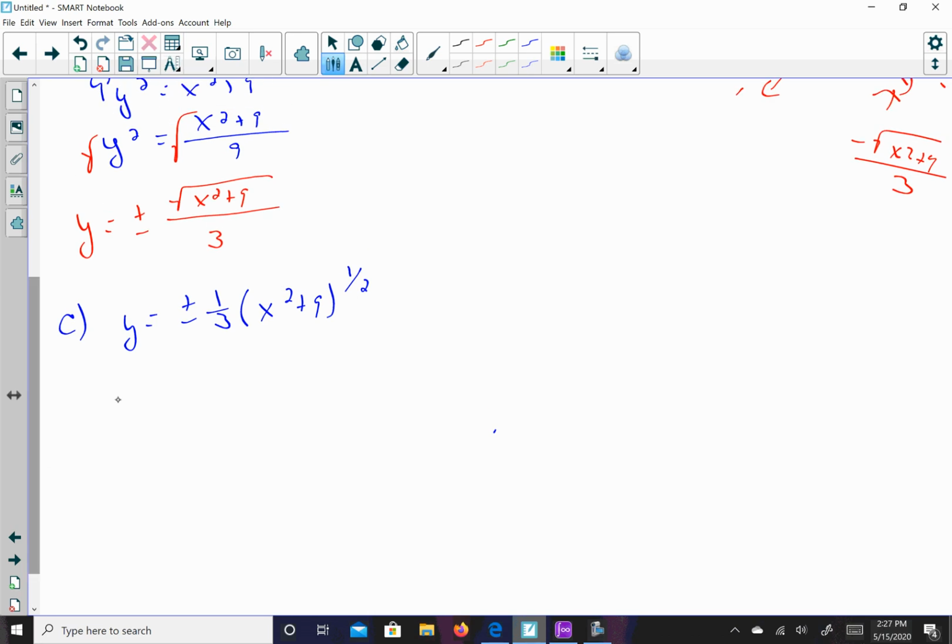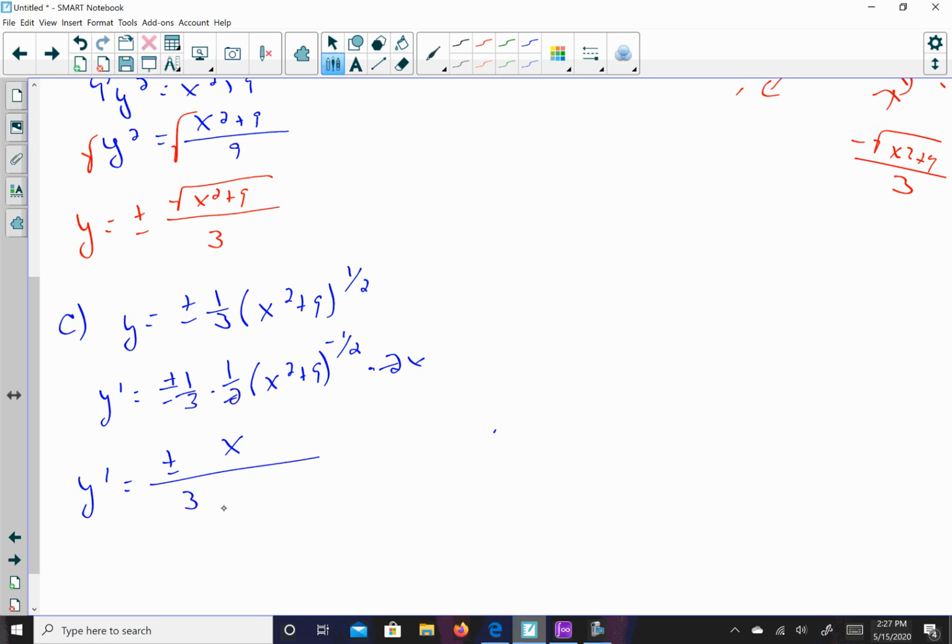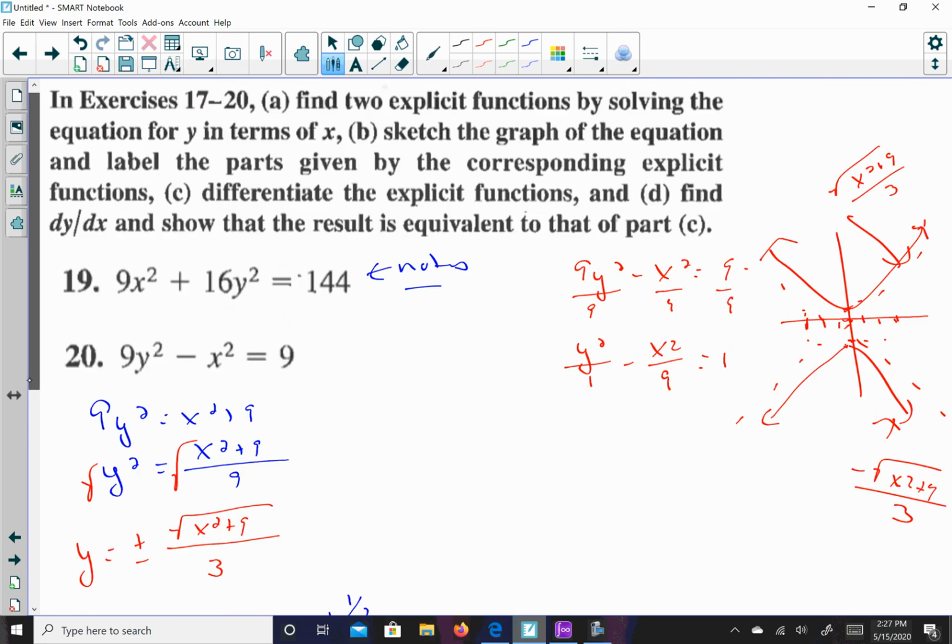So what I'm going to do here is I'm going to say the derivative. Here's that plus or minus 1/3. And then bringing the 1/2 down, so that'll be 1/2 x squared plus 9. Decrease that by 1, so negative 1/2 power. And then the derivative of what's inside will be 2x. So when I simplify this and clean it up, it's still going to be plus or minus. The 2's here will simplify. I'm left with x in the numerator, and then 3 times the square root of x squared plus 9. And that's the derivative explicitly. In other words, I solved for y and took the derivative.